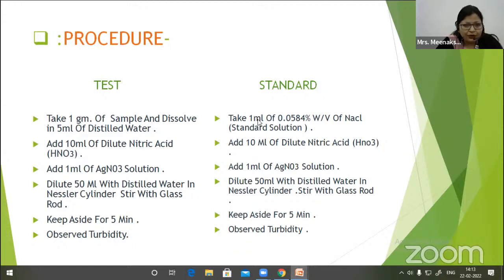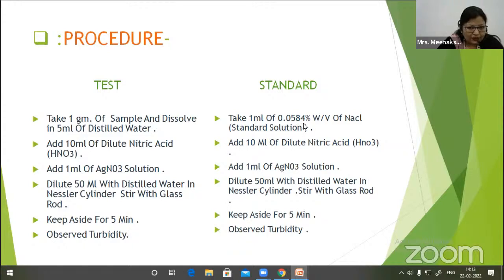And for the standard solution, in another Nessler cylinder we take a standard solution for the limit test for chloride, which is made by taking 1 ml of 0.0584% weight by volume of NaCl. So that gives a standard solution for the limit test for chloride.